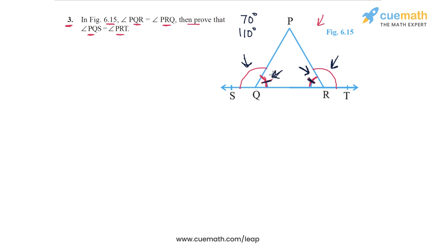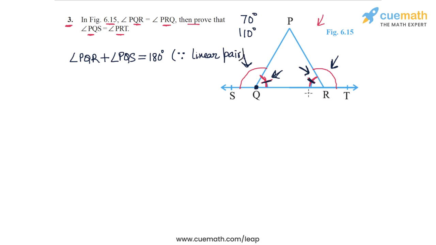So let's first take the angles formed at this point Q. So we will take angle PQR and angle PQS. They form a linear pair. So let's write it out. Angle PQR plus angle PQS. This sum must be equal to 180 degrees because these two angles form a linear pair.